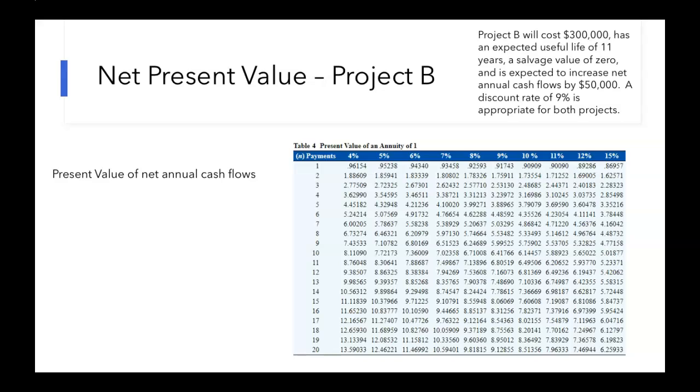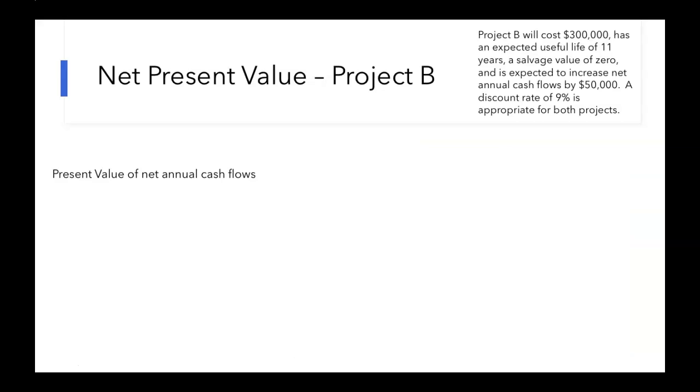Now we can move on to project B. We're going to need to find our interest factor again. Here, it's once again 11 years and also 9%. So in this case, our interest factor is going to be the same. What changes is that our cash flows are only $50,000 each year. So we take $50,000 times our interest factor to find the present value.